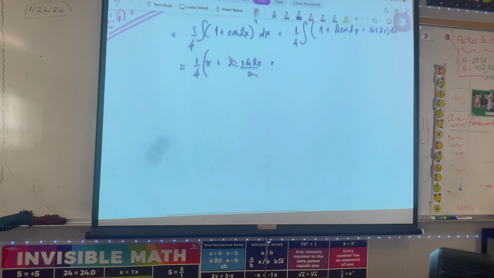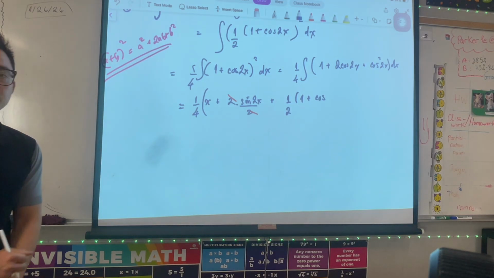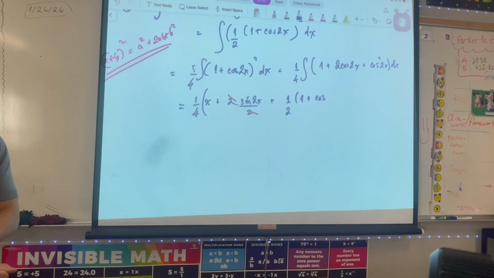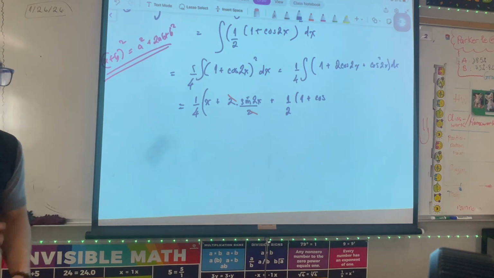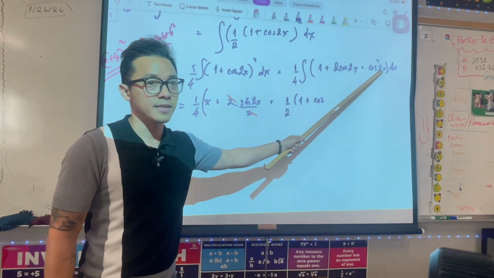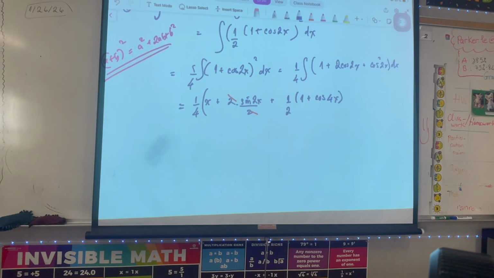So you're going to have what? Half angle, 1/2 of what? 1 plus cosine 2x? Is that 2x? Because we still have a 2 in there. 4x. Oh, the square. Cosine square of x gives 2x, but this is cosine square of 2x. You're going to have 4x, right? Yeah. You distribute the square to everything. So far so good.